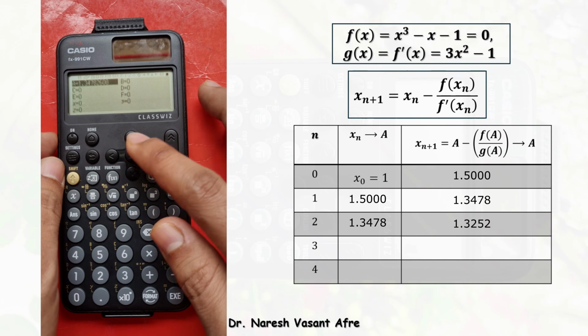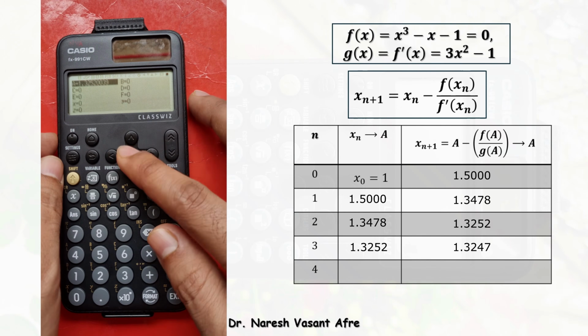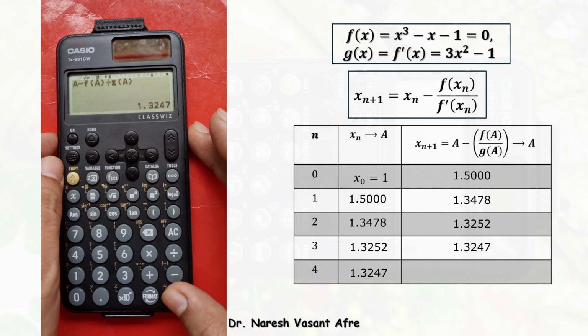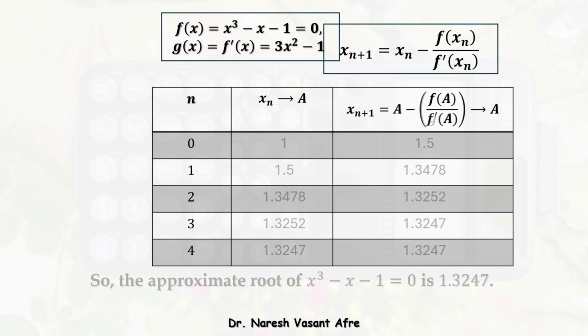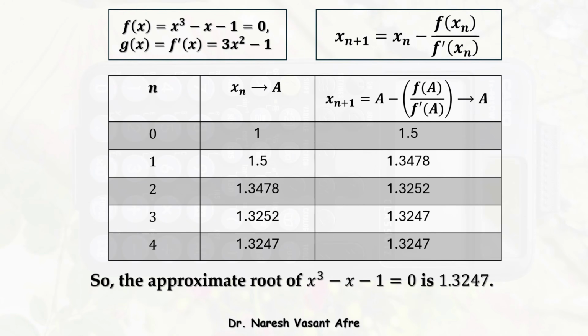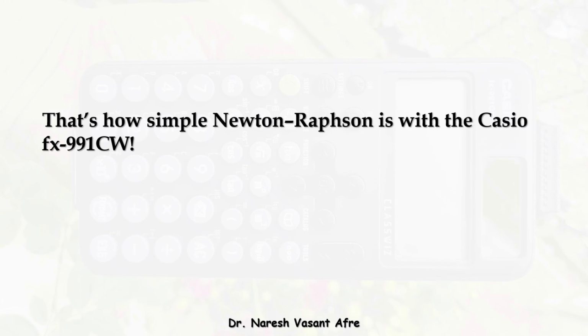We can keep on doing this for as many iterations as we want, and we stop when two consecutive iterations are producing the same value. So the approximate root of x cube minus x minus 1 equal to 0 is 1.3247. That's how simple Newton-Raphson is with Casio fx-991CW.